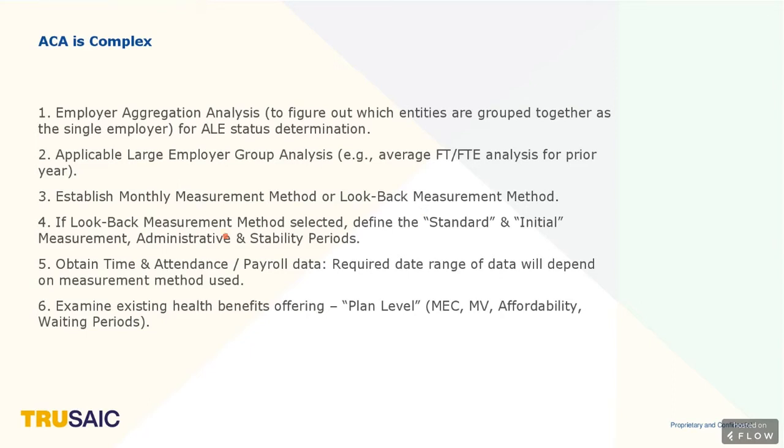So if you're going to use the look-back, now you're talking about setting up what we call your standard measurement. So your standard measurement is something that you're going to annually do across your workforce. You might consider that your census for open enrollment. You want to know which employees are your stable employees that have been with you through the standard measurement and average 30 hours a week or 130 a month and are full-time for that open enrollment period.